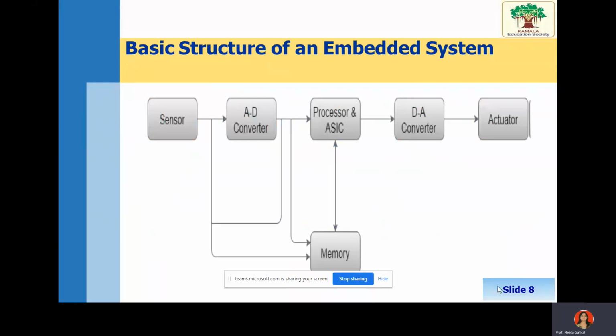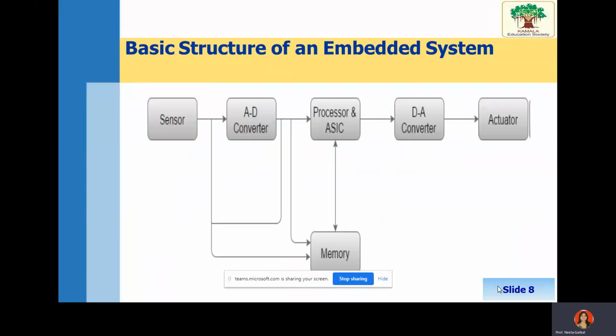Now the third block is the processor, and you can say that this is an ASIC, the application specific integrated circuit. Here it receives the data in the form of ones and zeros, and that is processed. In place of the processor you can also use the controller. Basically, whatever your data is, it is processed or controlled by this block, the processor or application specific integrated circuit.